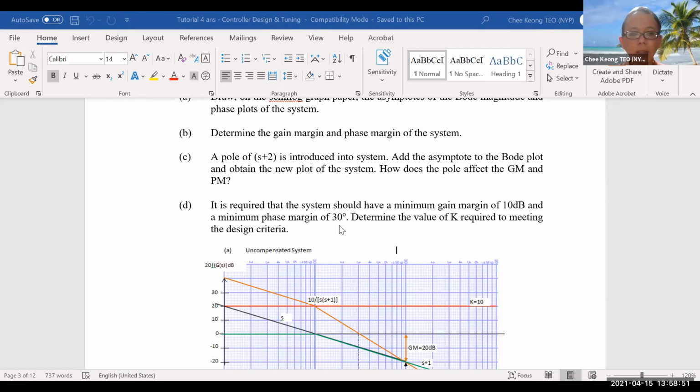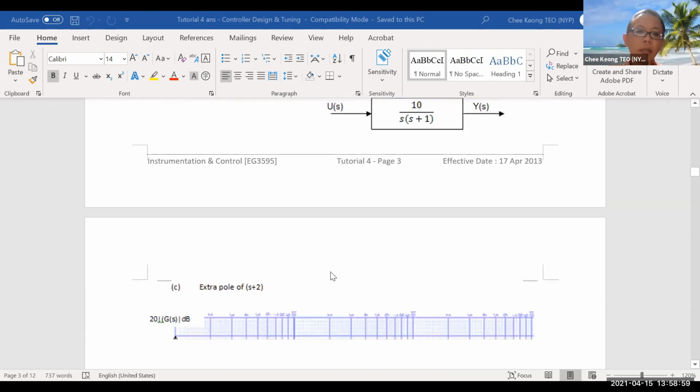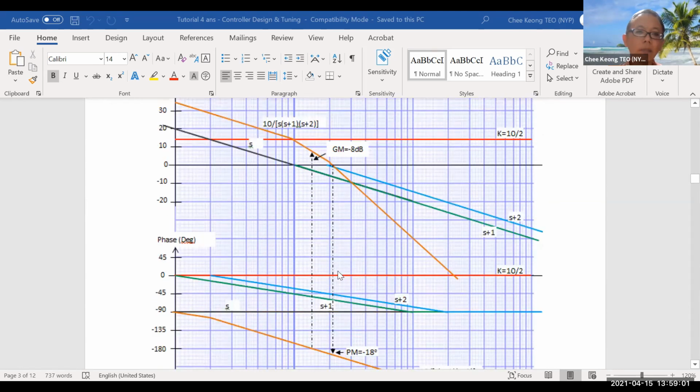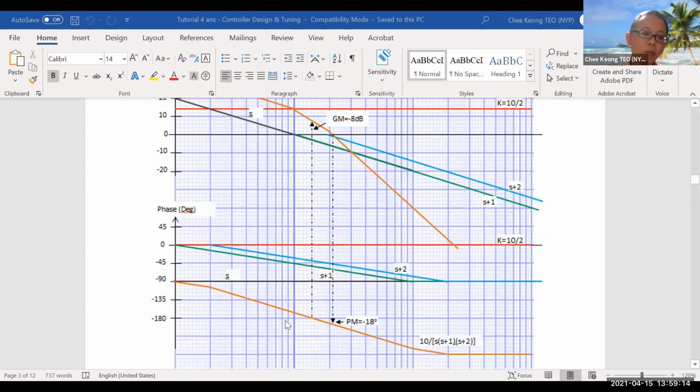Now, the last part here says that the system should have a minimum of 10 dB gain margin and 30 degrees phase margin by shifting the gain. So the last thing they want you to perform is, you already know your phase margin and gain margin. Now, how can you shift this gain plot up and down to achieve a gain margin of 10 dB or more, and a phase margin of 30 degrees?